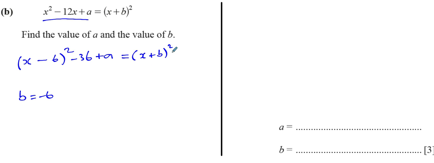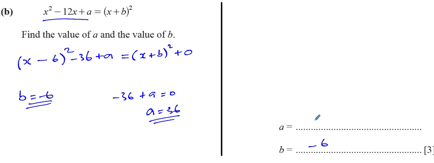And here at the end, I've got plus what? Plus nothing. So that means minus 36 plus a must equal 0, for them to be the same. So a is equal to 36. So b is equal to minus 6 and a is equal to 36. Those are my two answers.